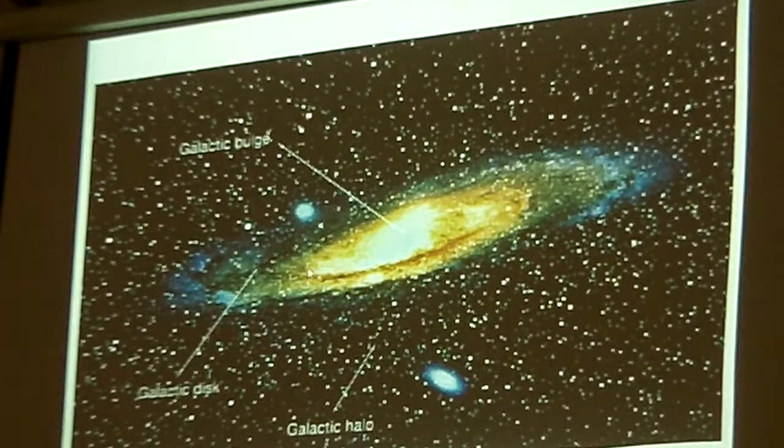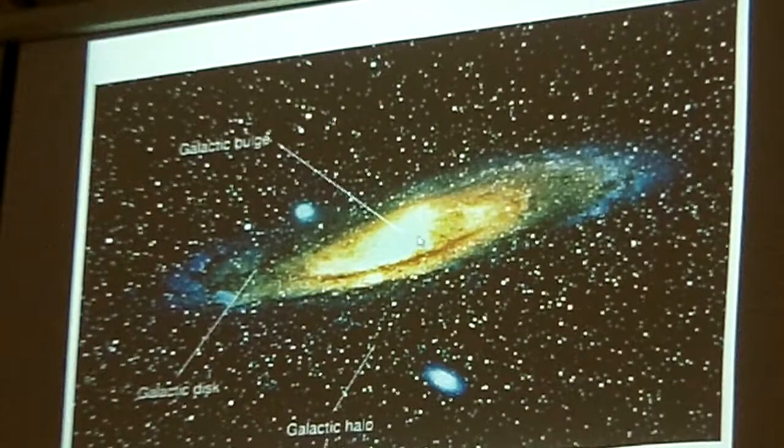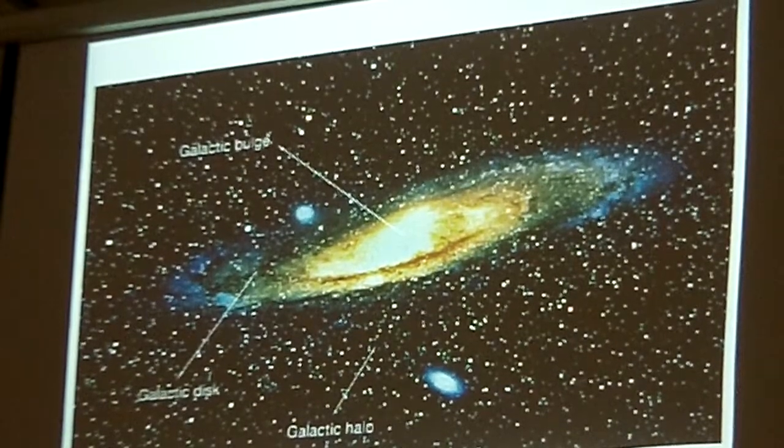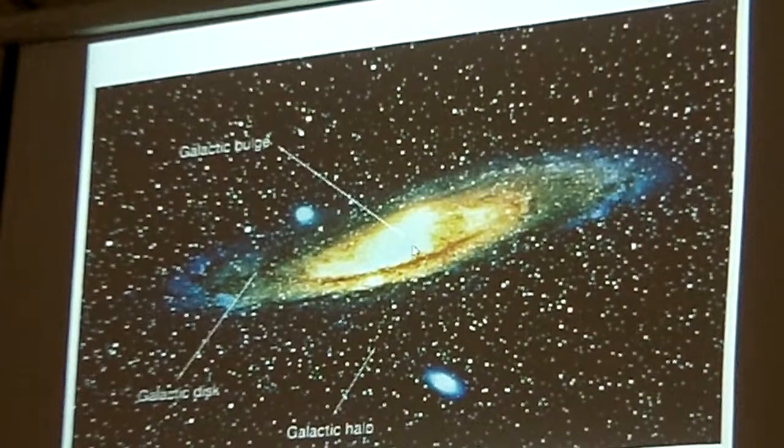So, there's what Andromeda looks like. If you could see it up close with a telescope, that's what it looks like. And that's a galaxy that's going around Andromeda.